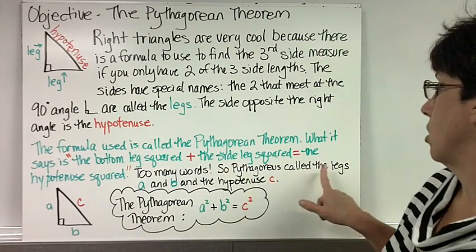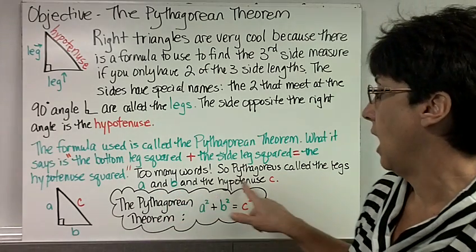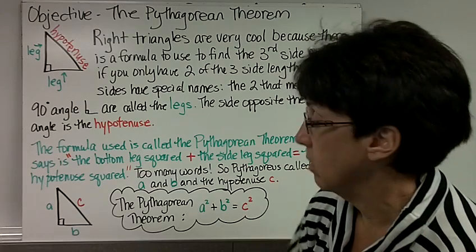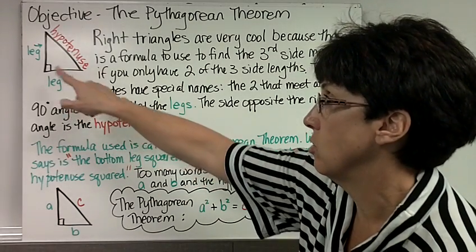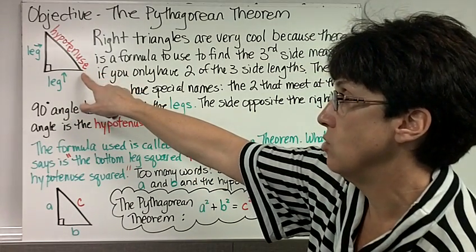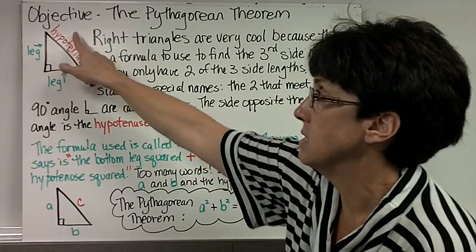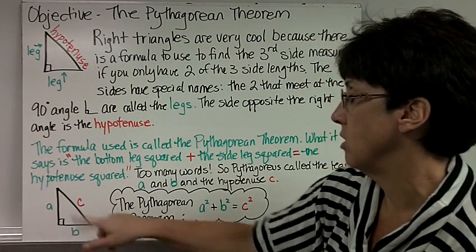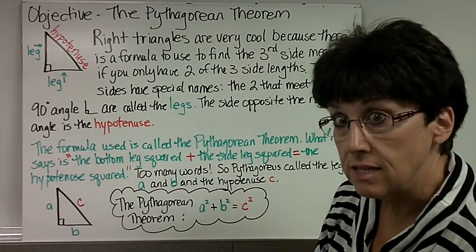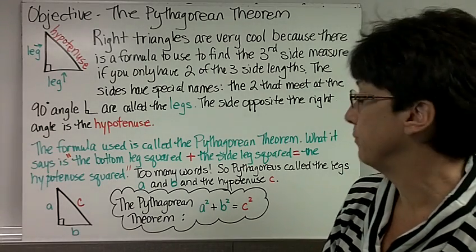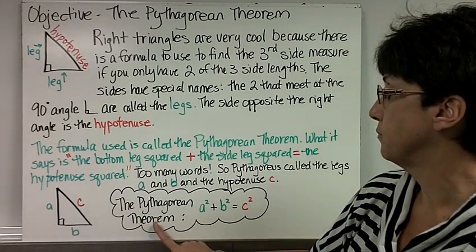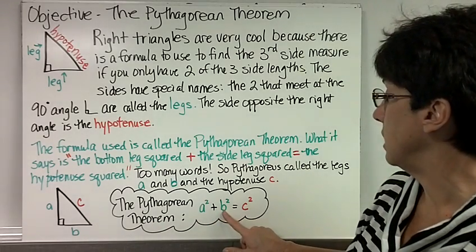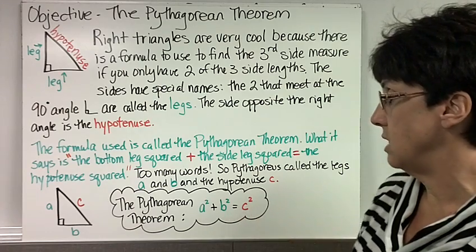So Pythagoras called the legs A and B and the hypotenuse C. So draw this triangle and draw this one and put in your legs and your hypotenuse, and you can either put the A, B, C up here, or you can write them down here. And this is, you should do a drum roll, the Pythagorean Theorem. A squared plus B squared equals C squared.